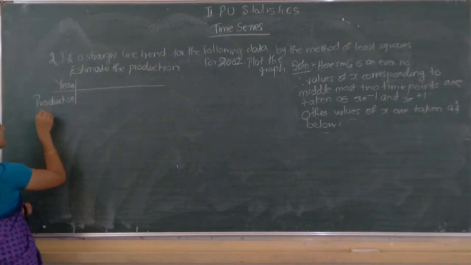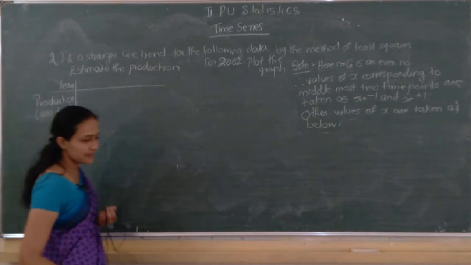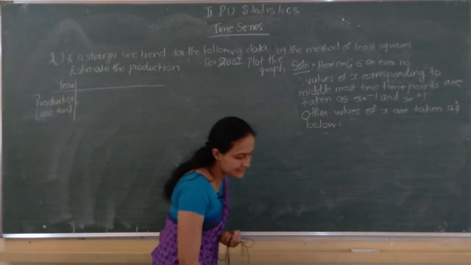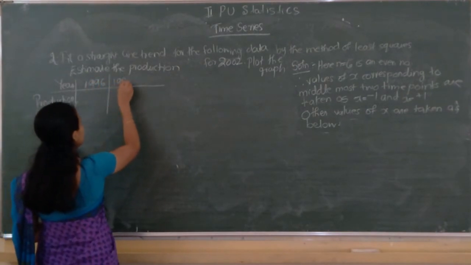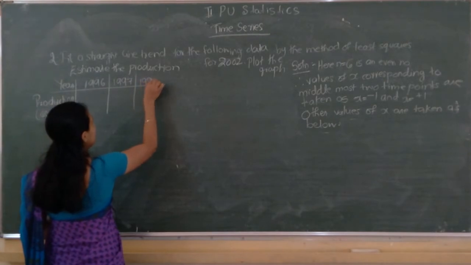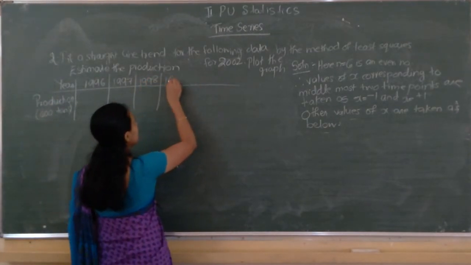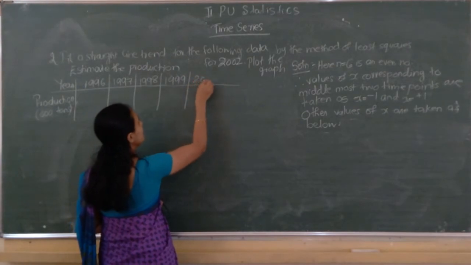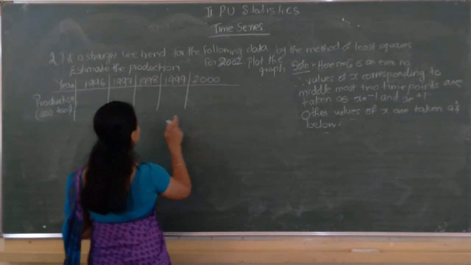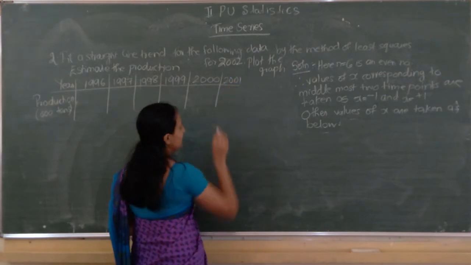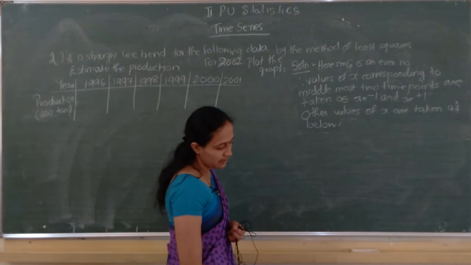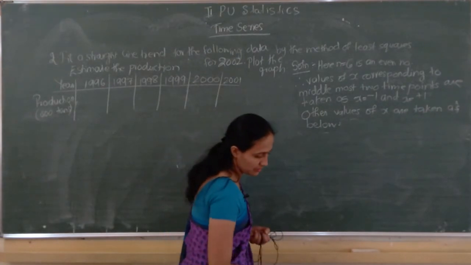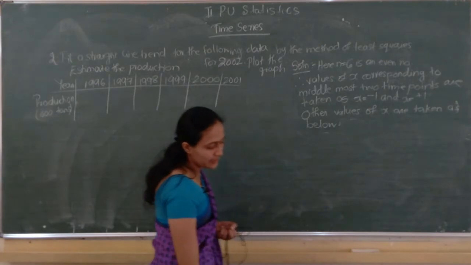Year, production in 1000 tons. 1996, 1997, 1998, 1999, 2000, 2001, right? Okay, 1995 onwards, 96 I did. Okay, no problem.